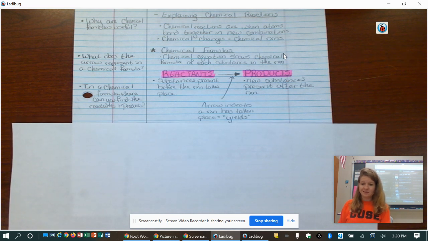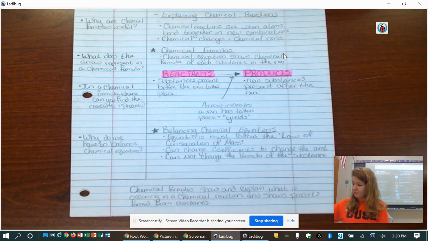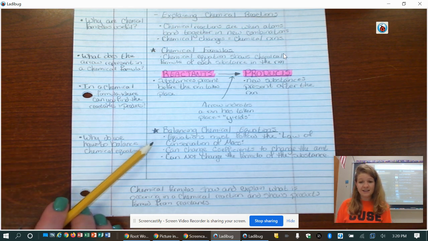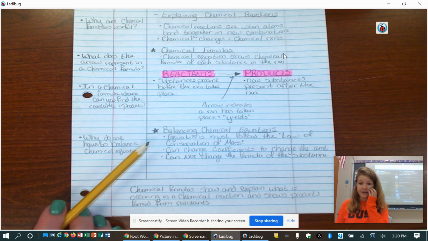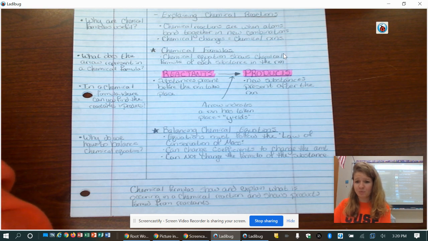It's also called a yield arrow. Now, moving on to the bottom, I read through the balancing chemical equations. Again, I saw that this was its own heading in the book, so I wanted to make extra sure that it had its own spot. Now, I read through all of this and I pulled out the important parts.